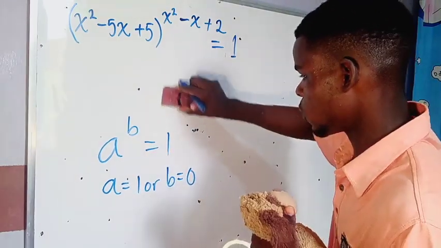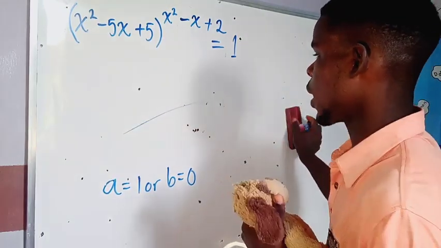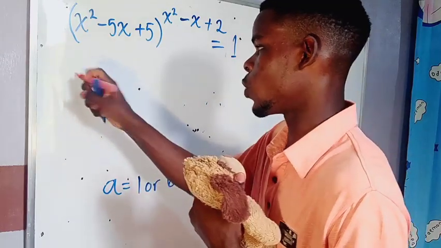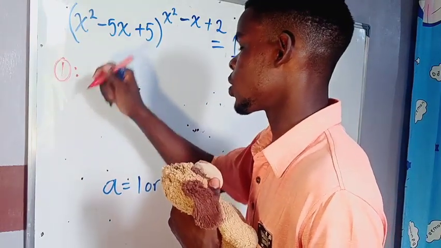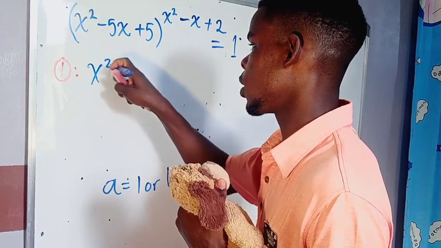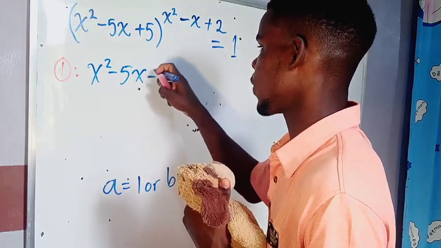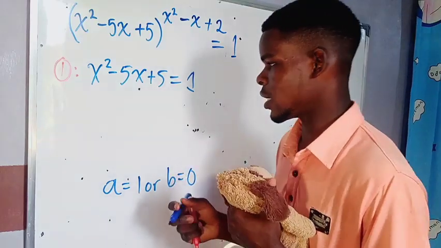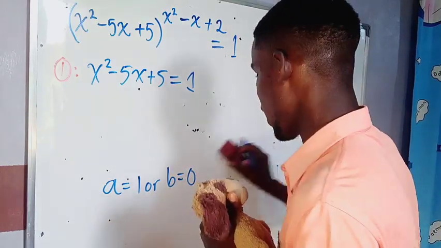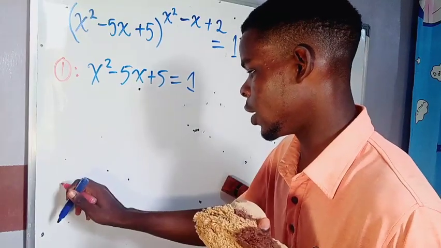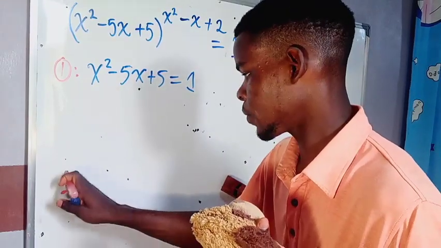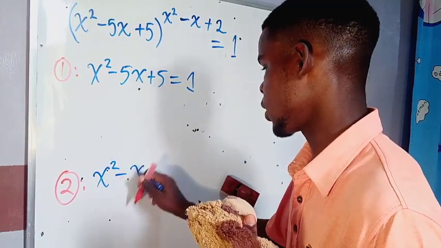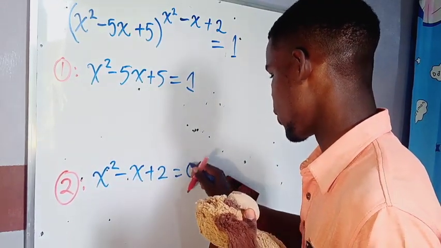So keeping that in mind, this base here can be 1, or the power there will be 0. So the case 1, let me put it here. Case 1 tells us that the base, which is x squared minus 5x plus 5, can be 1, and in fact, let's just solve that immediately. And the case 2 tells us that the power, which is x squared minus x plus 2, should be 0.